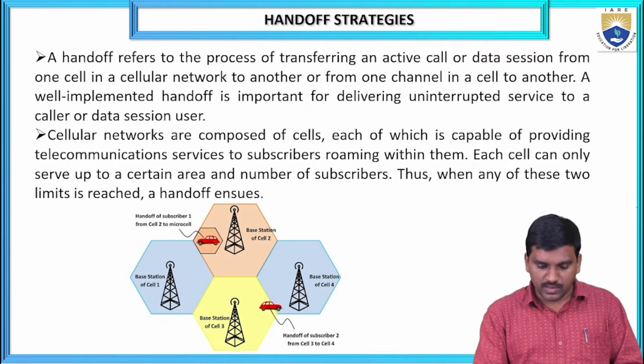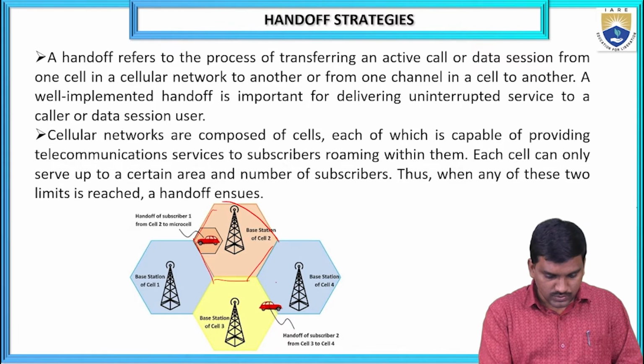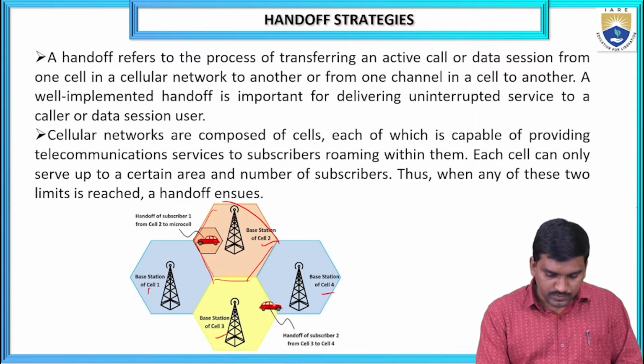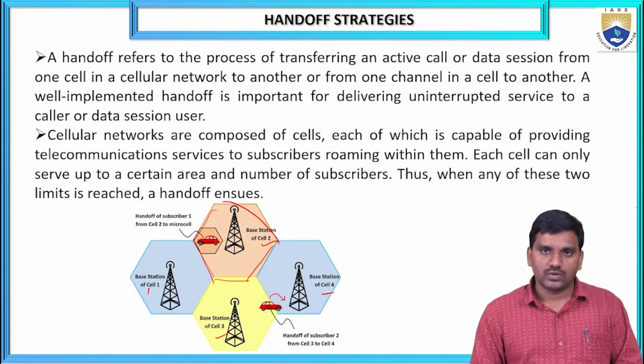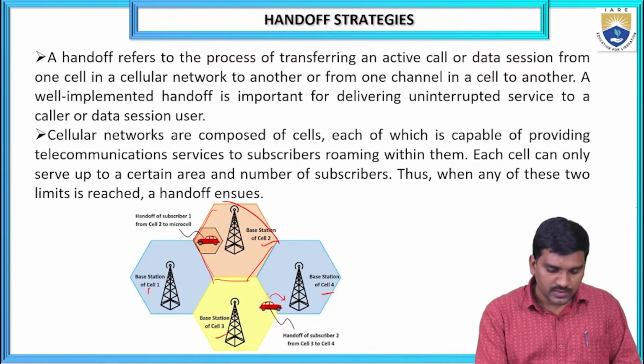For example, here there is a four-cell pattern in the diagram, in yellow and blue: cell 1, cell 2, cell 3 and cell 4. Here one car is moving at the end of cell 3 and entering into cell 4. That means the car is leaving the nearest base station, that is, cell 3.